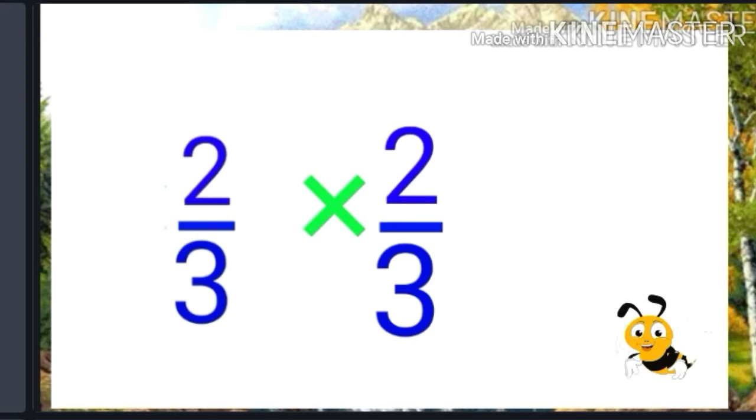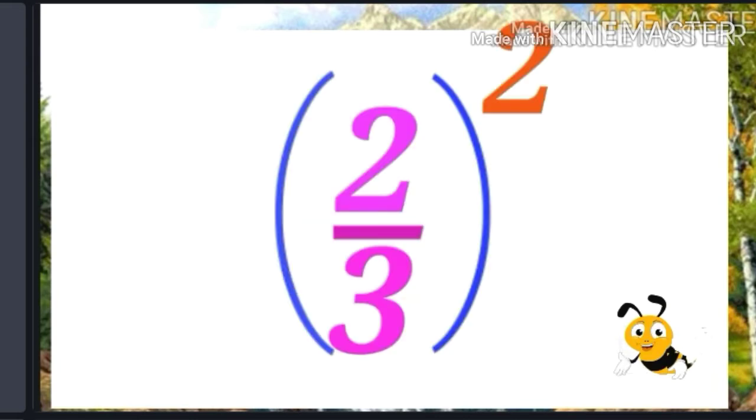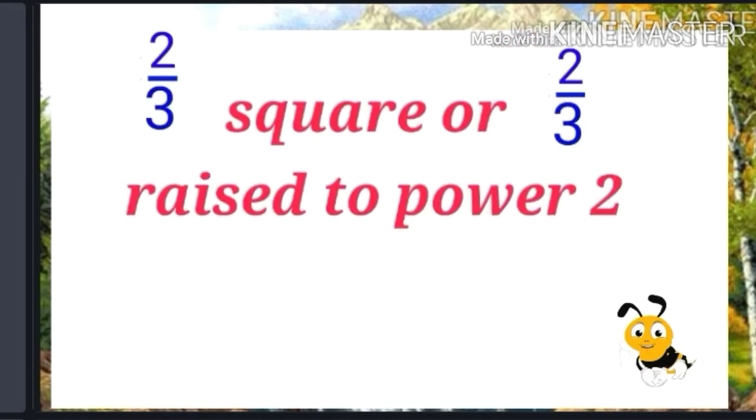What do you say to 2/3 when it is multiplied by itself 2 times? You can write this as 2/3 multiplied by 2/3, or you can write this as (2/3) raised to power 2. What can you say as (2/3) raised to power 2? You can say this as (2/3) squared. You can also say this as (2/3) raised to power 2.